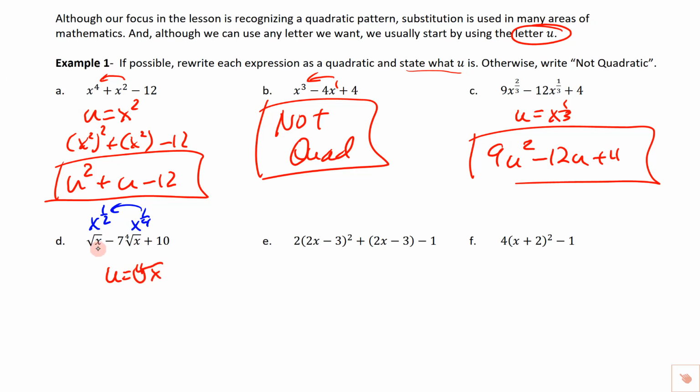So that means wherever there's an x to the 1/4, I can put a u, and this is, let's see, the square root of x. Let me just write this out. The square root of x is exactly the same thing as the fourth root of x squared. So this does fit our pattern. So this is going to be u squared minus 7u plus 10.